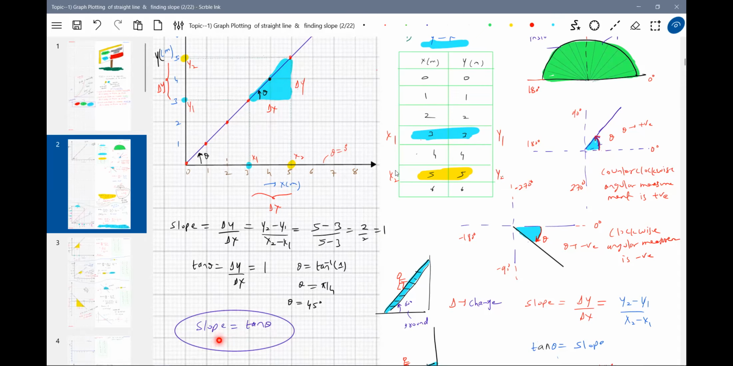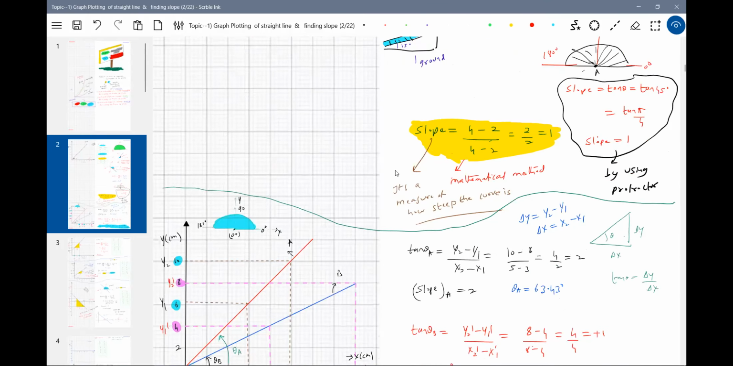So here, this is what we define here. What is nothing but slope in terms of literal? The steepness, the measure of steepness of a curve. How steep this particular line is.